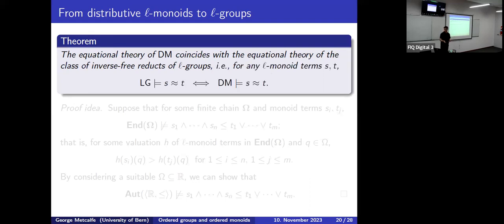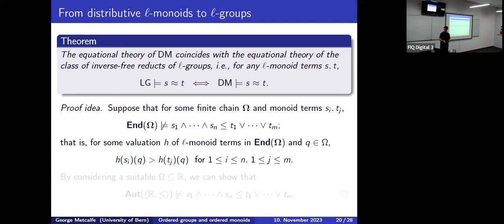So perhaps it's a bit simpler to write it this way. S equals T holds in all L groups, if and only if it holds in all distributive L monoids. And I think I won't even go through the proof idea here. The first part is the same as before, but then you step to the automorphism L group of the reals. And in fact, the proof idea here is very sketchy. There's a lot of details in this proof.